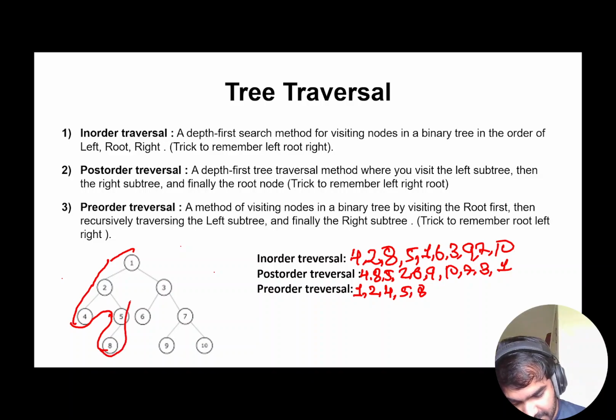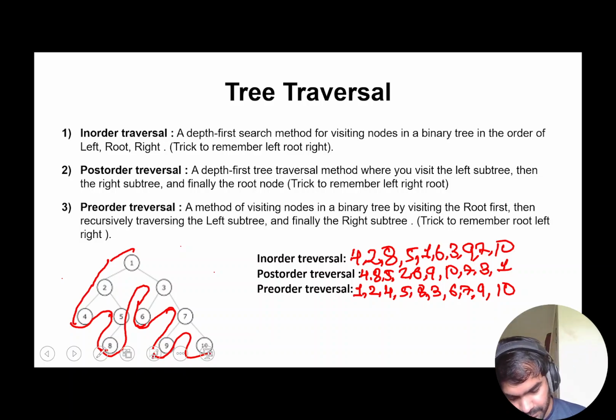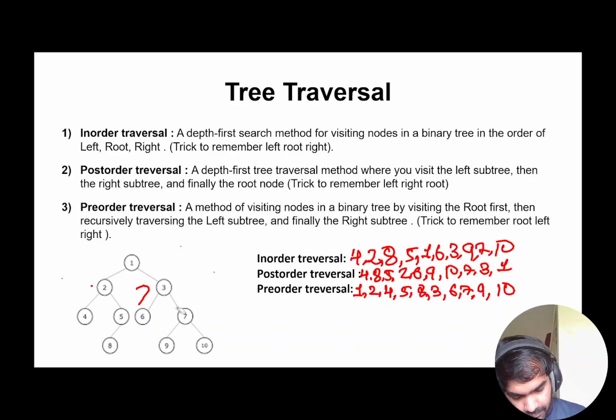And then we go to the right subtree of the original tree and print out the root, which is 3, and go to the left subtree and print out the root, which is 6, and then go to the right subtree of 3 and print out the root, which is 7, and again go to the left subtree of 7 and print out the root, which is 9, and go to the right subtree and print out the root, which is 10, covering our pre-order traversal. Let's erase the diagram.